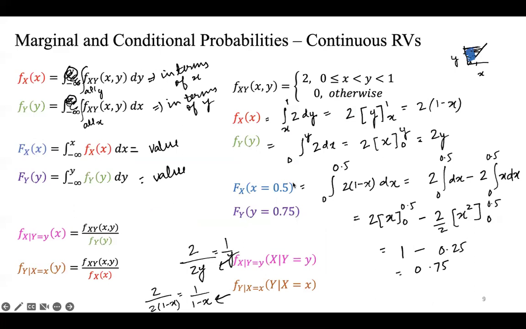Okay. Yep. That is just a conditional probability definition only, this one. Yeah. Okay, perfect. Are we good to go to the next slide?